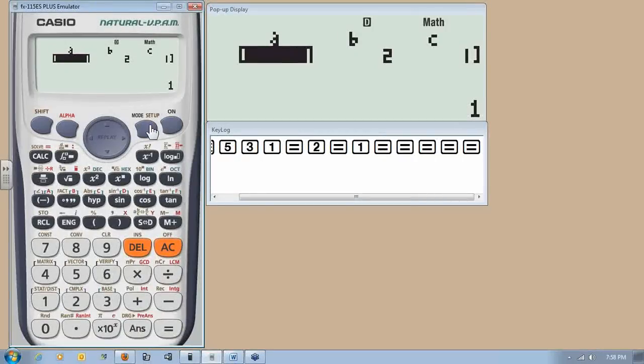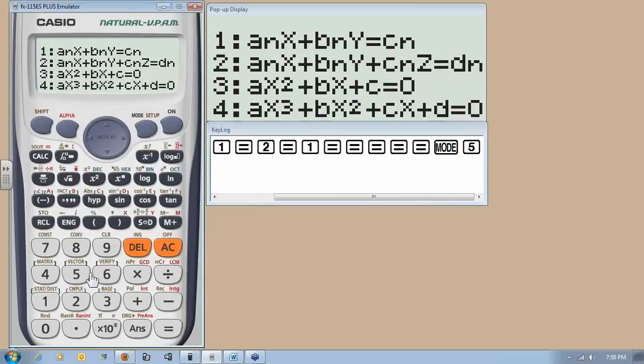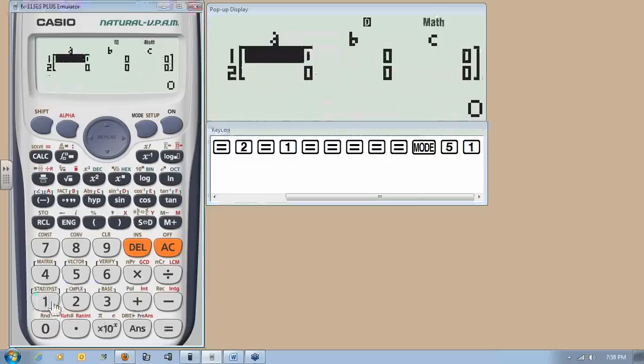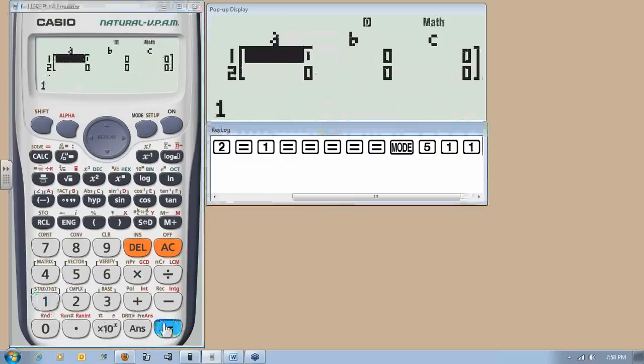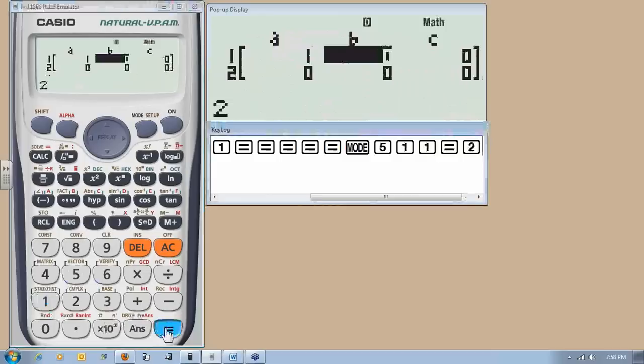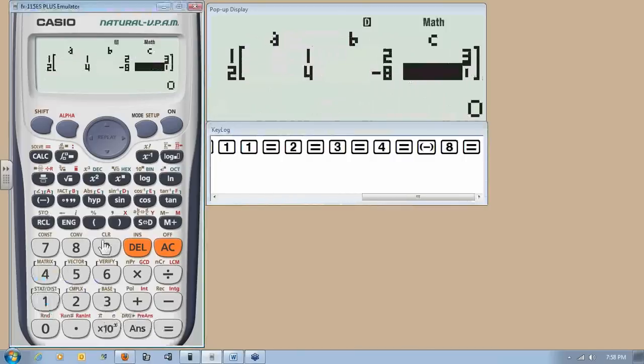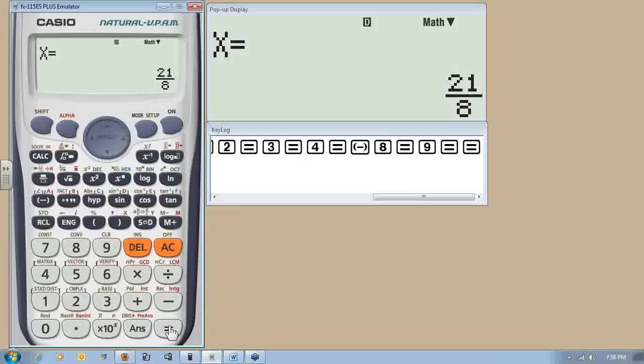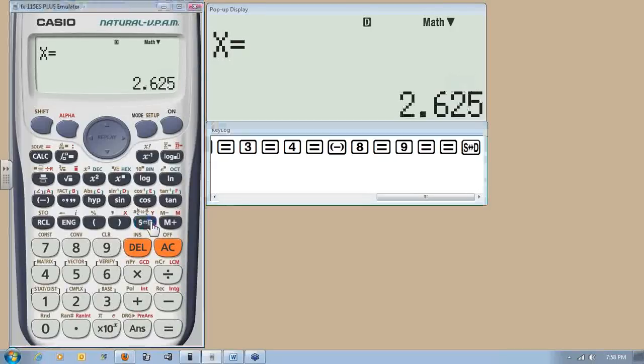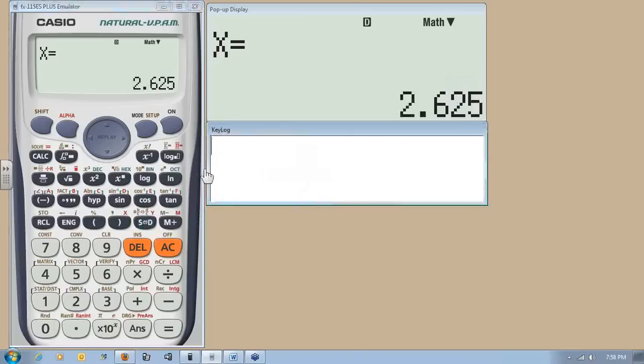Let's try a different one. Let's try a system. We'll go with a non-singular matrix. -8 and 9. And there's your solution. Again, if you press S to D, you can get your decimal approximations.